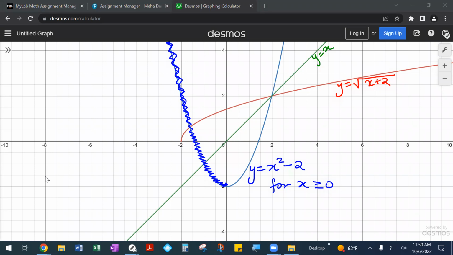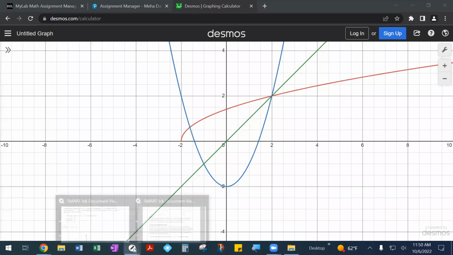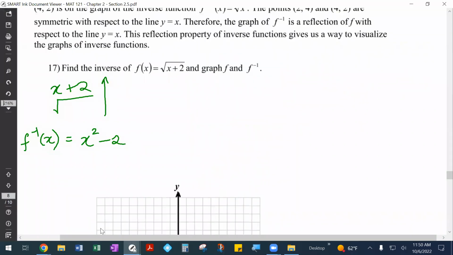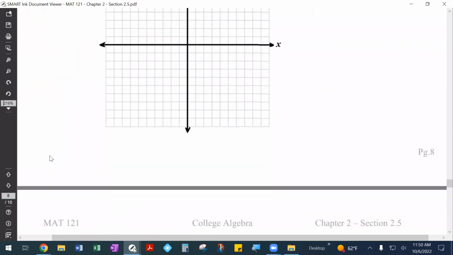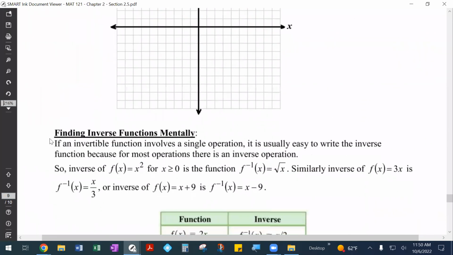I don't know how to restrict the domain in Desmos. I've never played around with them, so I just cross it out. So imagine that other arm of your parabola is not there. Okay. All right, let's save that. This is what the two graphs would end up looking like. We've got another example if you wanted to see in the notes.